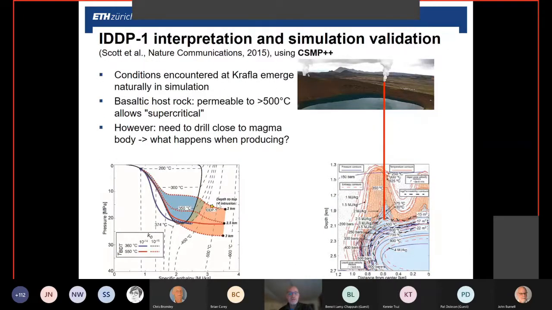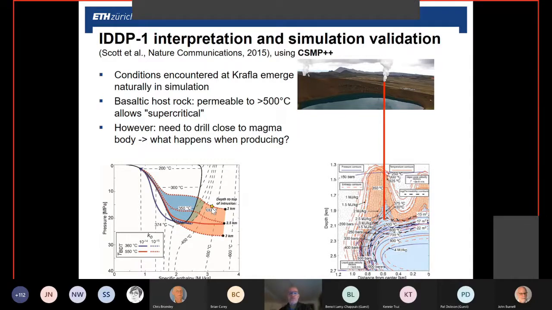Then with Sam's model, we just made super simple assumptions: a magmatic intrusion at 2 kilometers, basaltic host rock permeable to higher than 500 degrees C, and otherwise let the model evolve. These are the results. Again, pressure here, enthalpy here, and for a 2 kilometer deep intrusion, which was what was drilled there, you get this type of thermal structure just above the magma to the surface. And IDDP1 conditions sit right on this model.